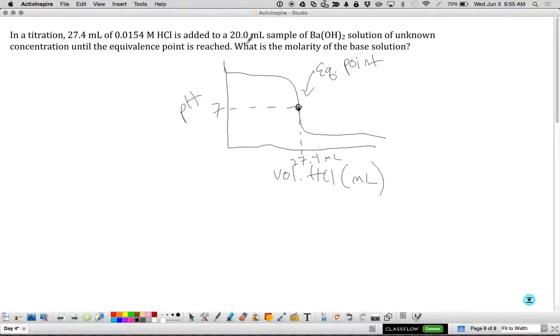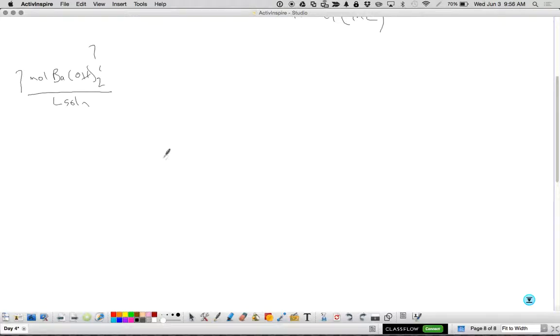All right, so I'm trying to find moles of barium hydroxide per liter of solution. I know that I have 20 milliliters of this barium hydroxide solution, so I already got the bottom. So I just need to get the top. That's what I'm trying to find. My first step is going to be to write the equation.